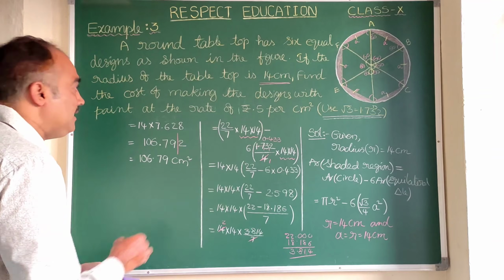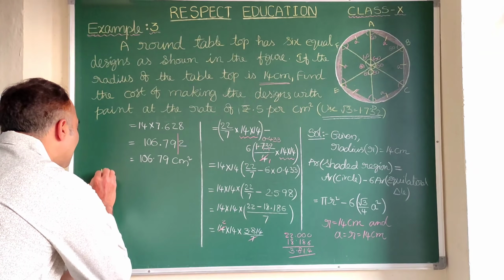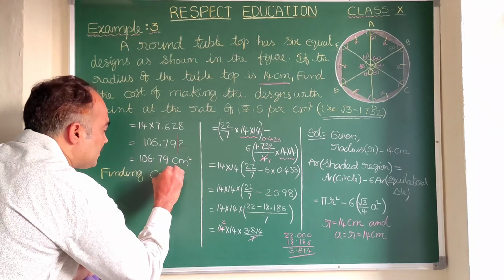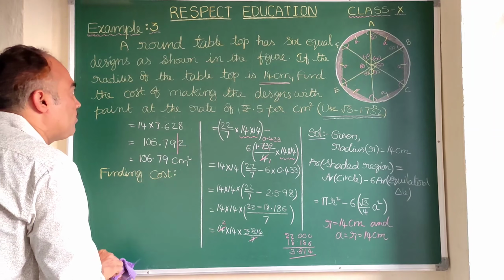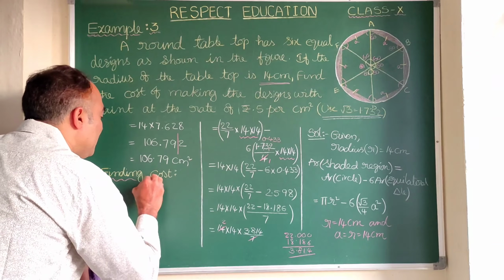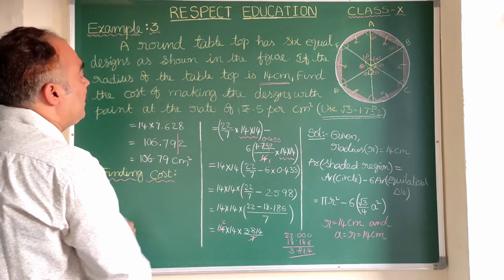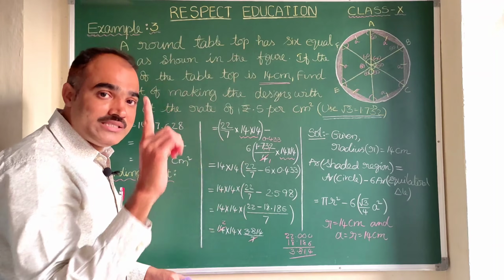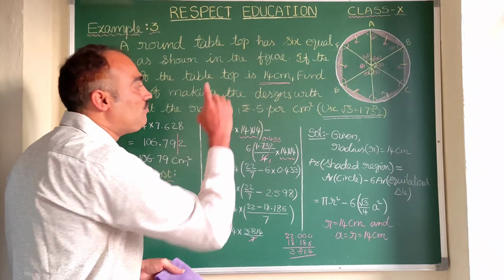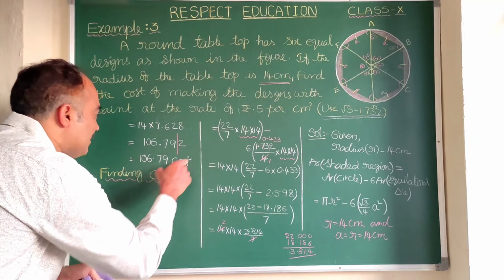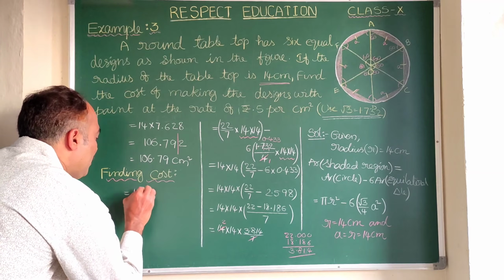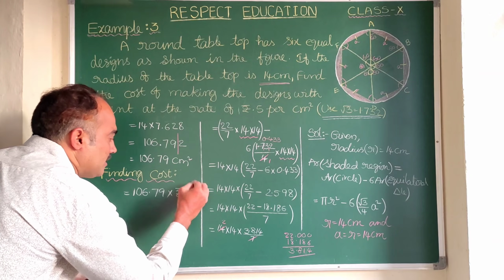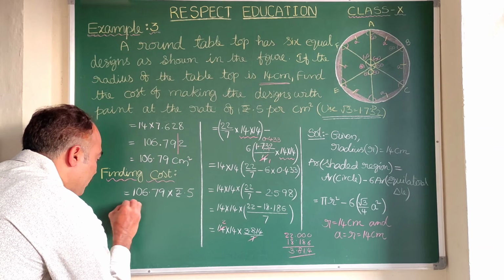Now we are going to find the cost of painting. So here I am writing finding cost. Here let us read the question properly. That is to paint at the rate of 5 rupees per cm square. Per 1 cm square, there is an amount of rupees 5. So for this much cm square, it will be 106.79 into 5 rupees. So let us write this answer as rupees.